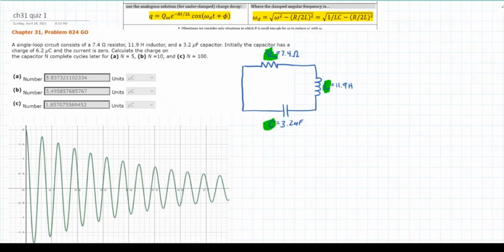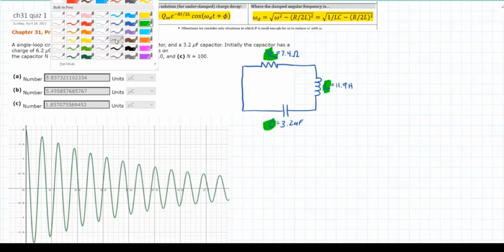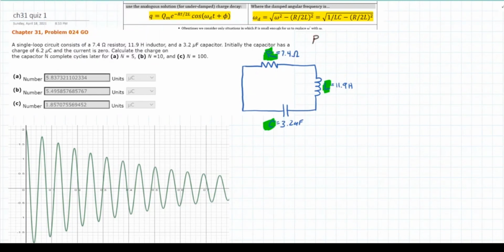So this belongs to the class of problems known as RLC. This is a very, very large part of chapter 31. In fact, chapter 31 is basically RLC circuits with some specialties. But this is a single loop RLC circuit. This capacitor has an initial charge.